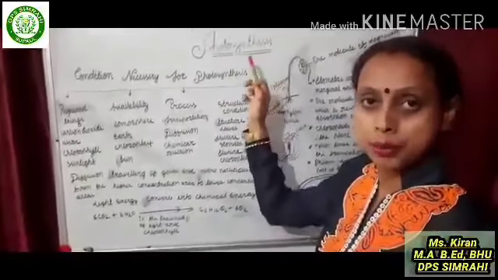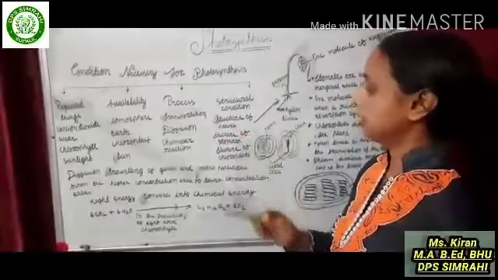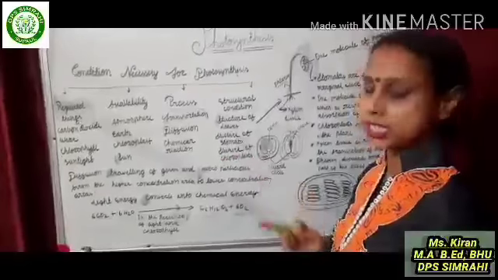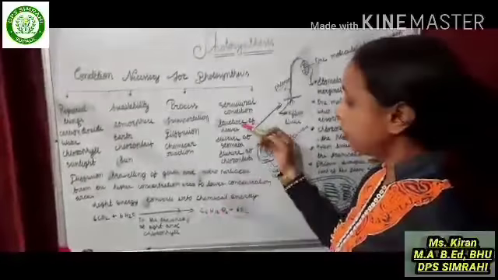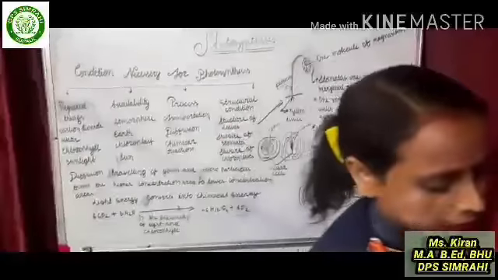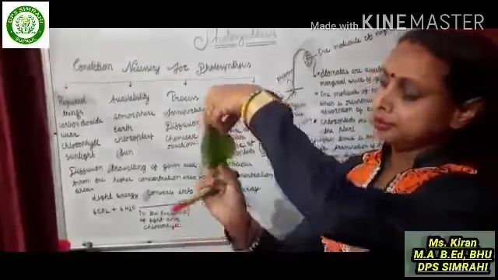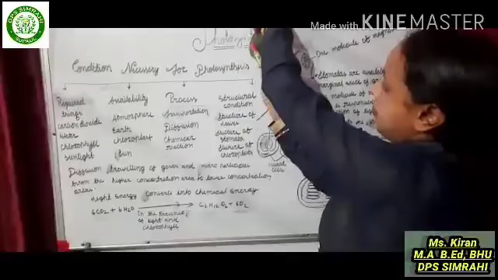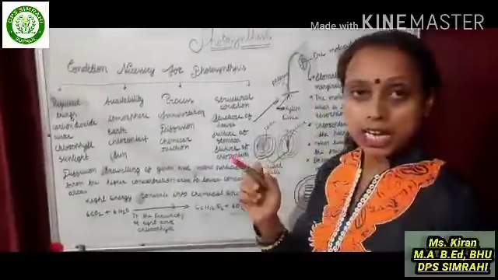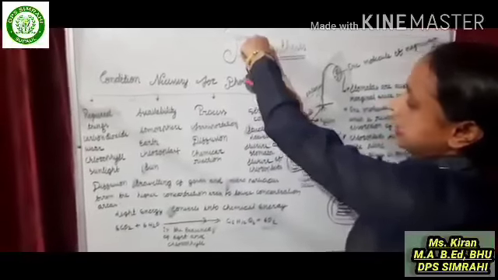There are some structural conditions which are essential for this process: structure of leaves, structure of stomata, structure of chloroplast. We will see them one by one. First one, structure of leaves. You can see here, I have a leaf. This is the marginal area of the leaf. You know, stomata are available in the marginal area of the leaves. Yes, here, there.